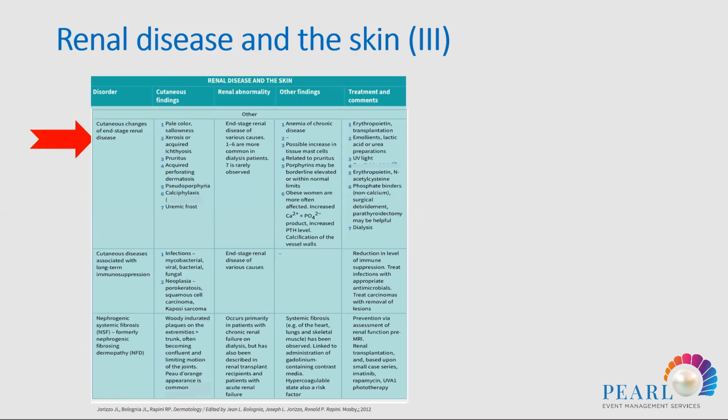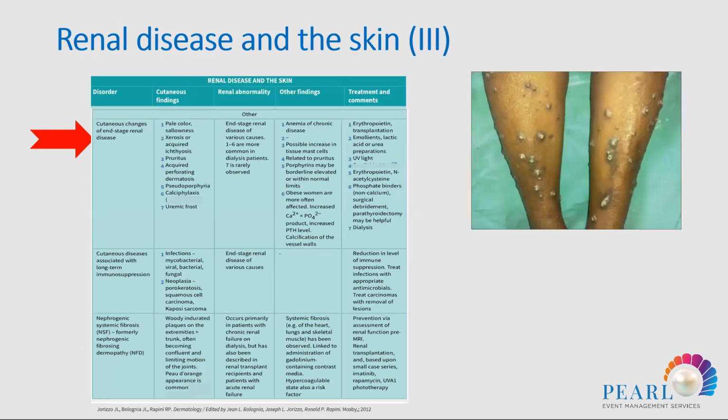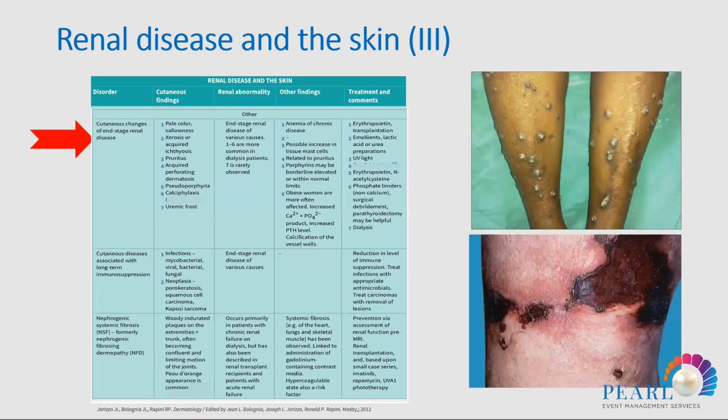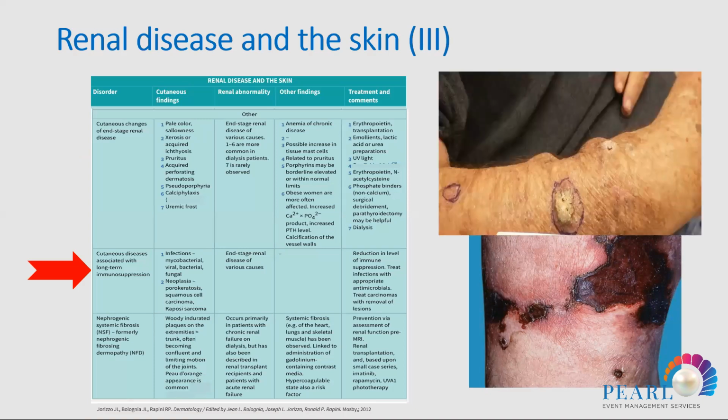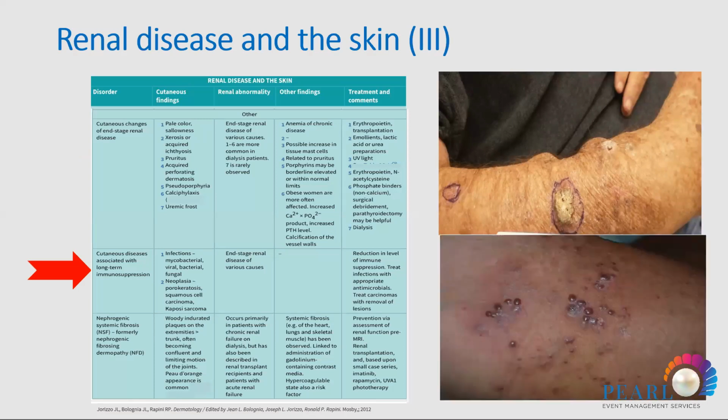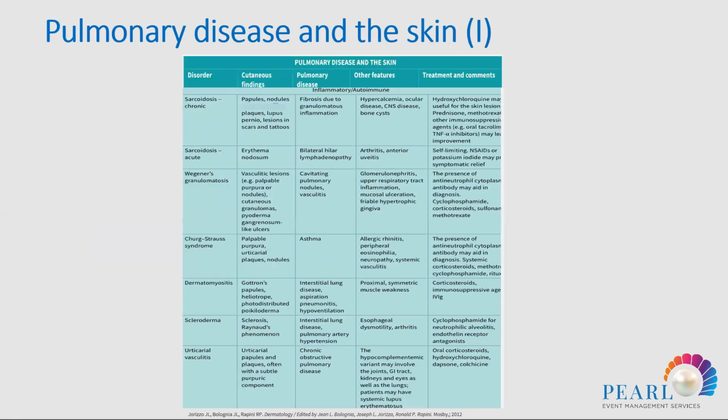And the most important thing that we do see in our clinical practice as well is the cutaneous signs that we can see with renal disease. So we have here perforating dermatosis, and we also have patients having calciphylaxis, which is vascular calcification, which could be painful. Patients may also have cutaneous disorders associated with long-term immunosuppression. So screening those patients on an annual basis is very important, because they are at risk of developing squamous cell carcinoma and also Kaposi sarcoma.